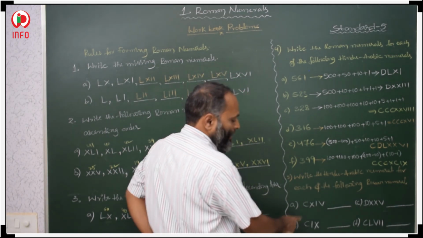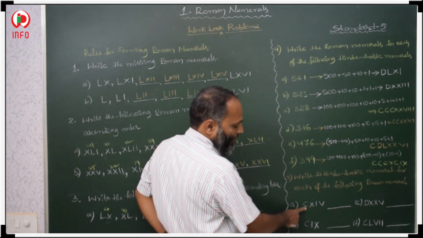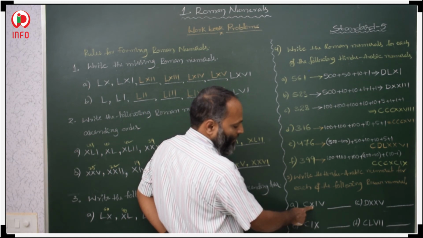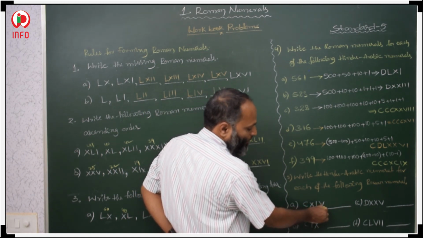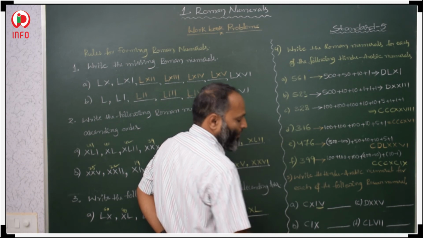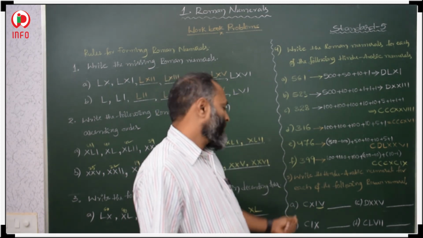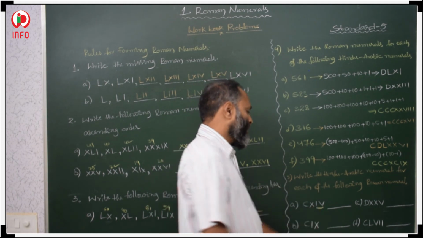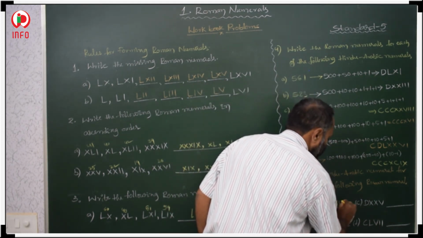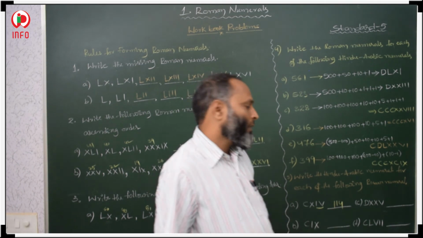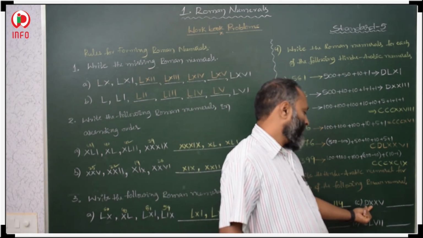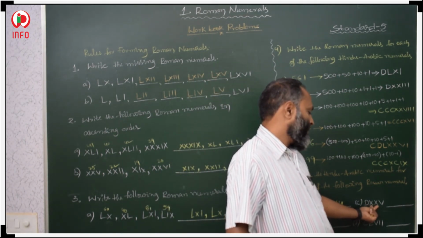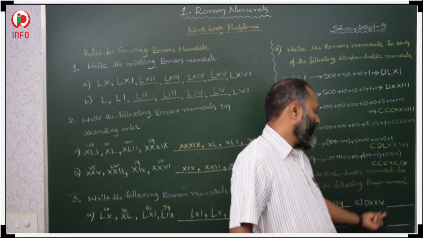Then how to write? CX. C means 100. 100 plus 10, 110. And this is a bigger Roman numeral, so this is the representation of 4. C, 100 plus 10, 110. 110 plus 4, 114. Next, D means 500 plus 10, 510, plus 10, 520, plus 5, 525.